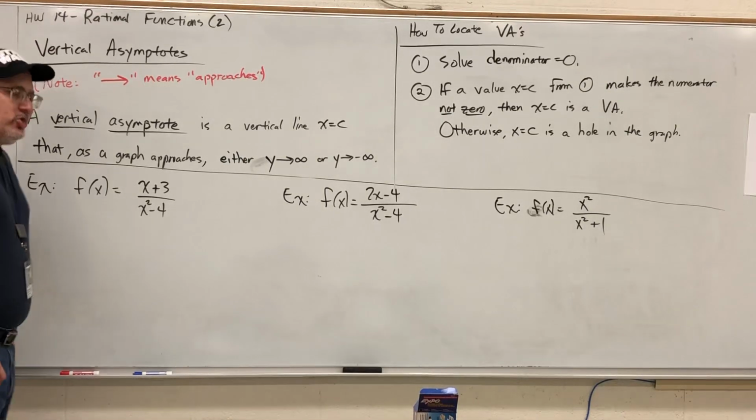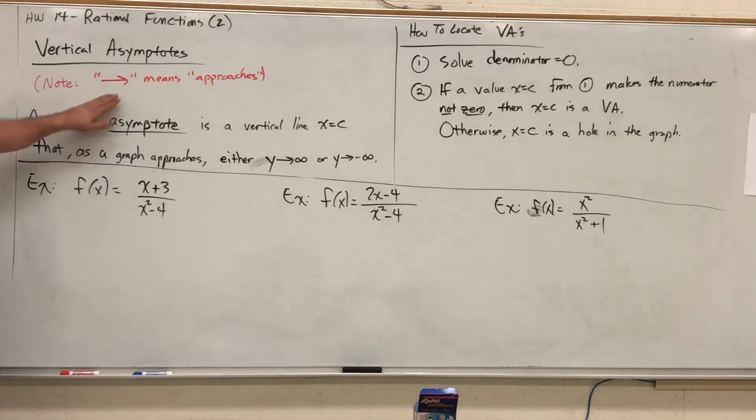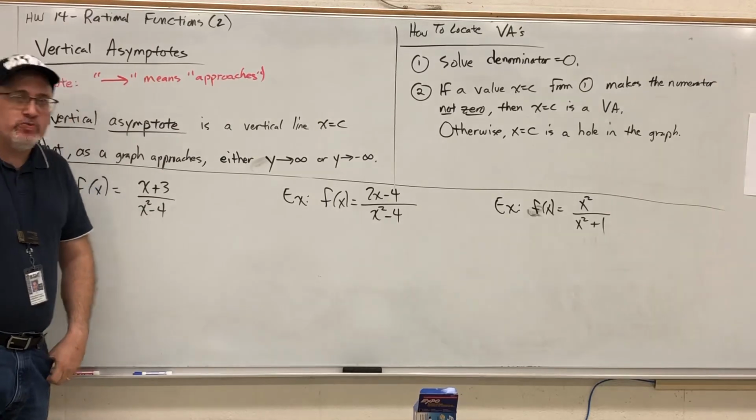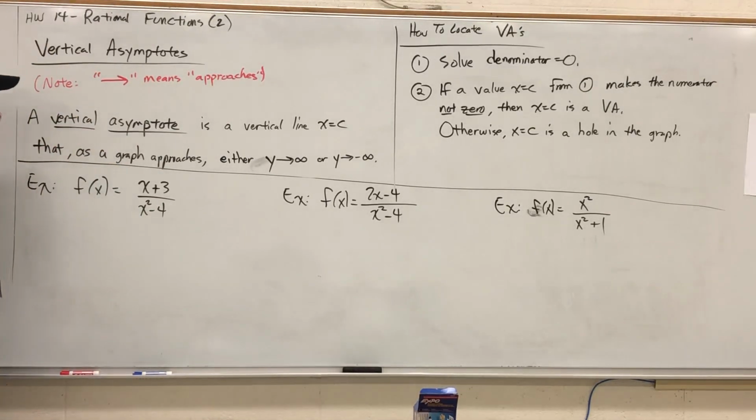Before we get into this discussion, I want to introduce a symbol to you. It's a very easy symbol. It's an arrow pointing to the right, and it's a symbol for the word approaches, which means gets closer to. So let's start by defining what a vertical asymptote actually is.